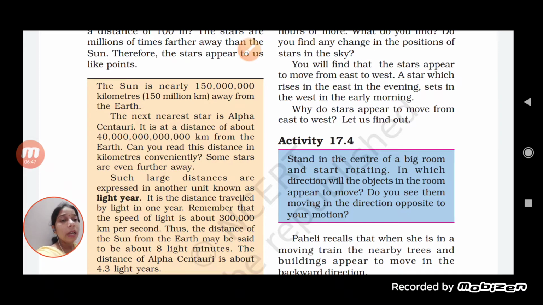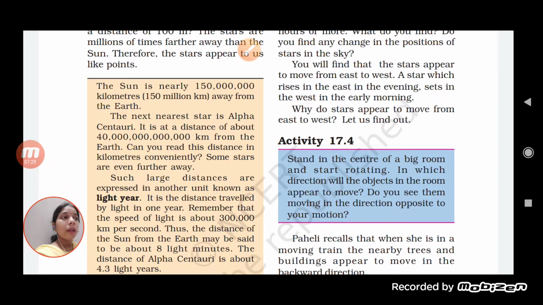How? Let us see. Stand in the center of a big room and start rotating. In which direction will the objects in the room appear to move? Do you see them moving in the direction opposite to your motion? Yes. Suppose, students, you are in a big room, and you are standing in the center of the big room and the big room starts rotating. What happened? When you are standing here, the room is rotating. It seems that you are moving in the direction opposite to the room, or you can say that the room is moving opposite to your motion.